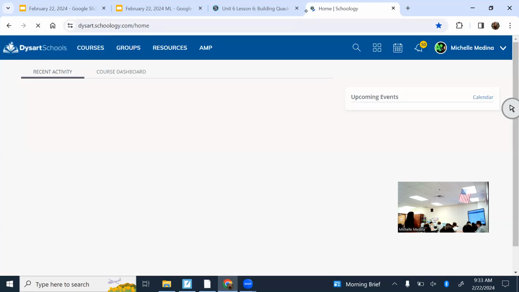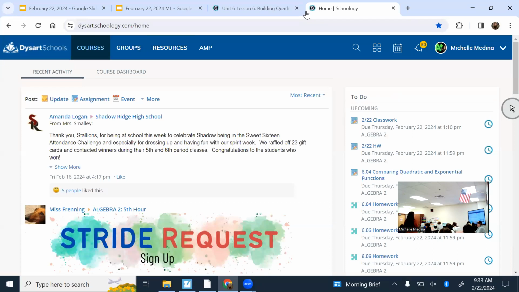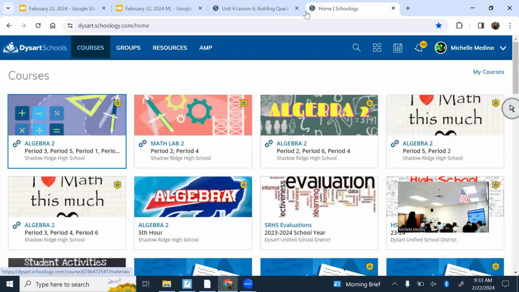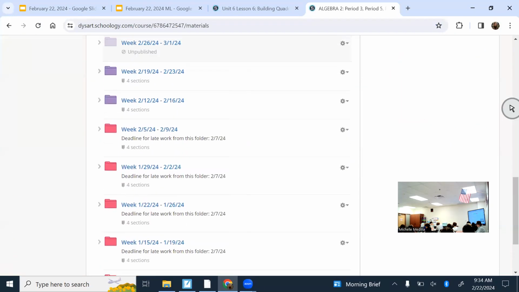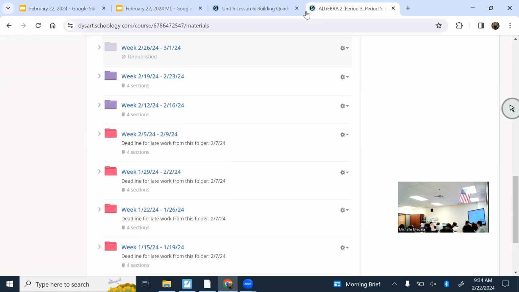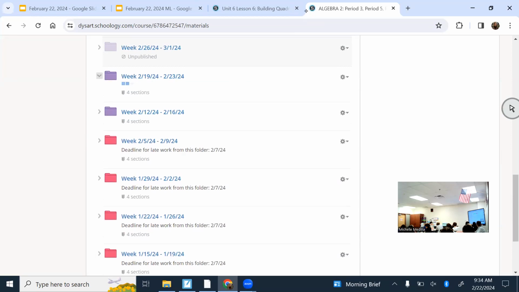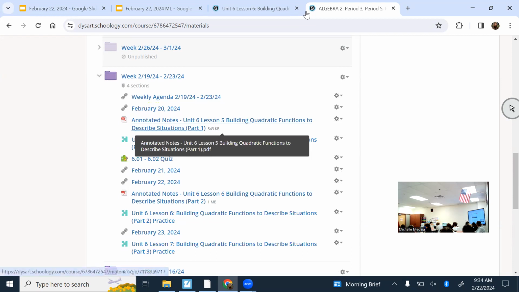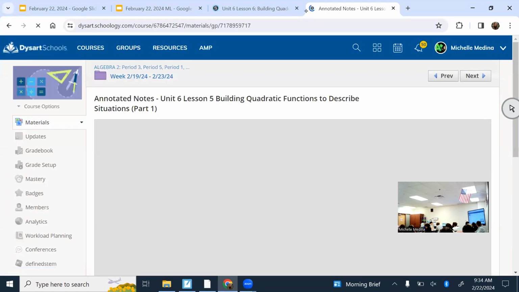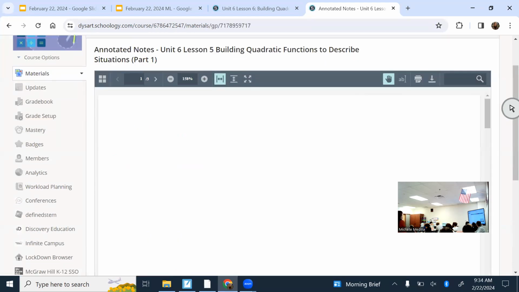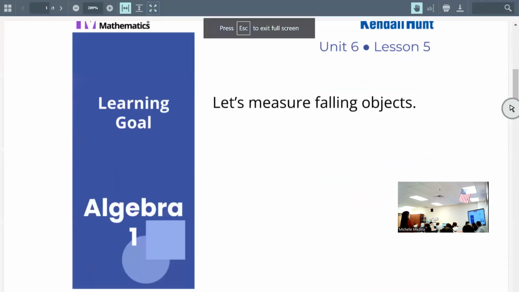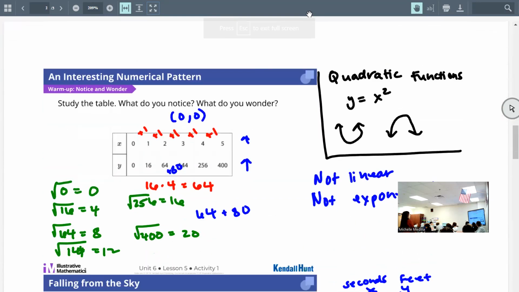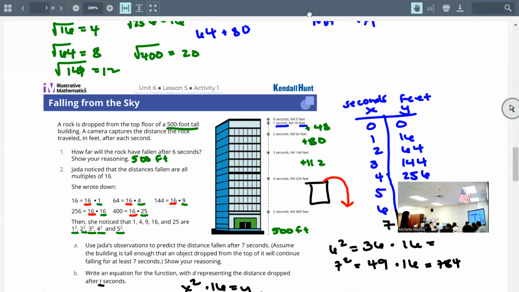But we saw that they kept squaring the number and then timesing it by 16. Why that happens is because of gravity. So when they say that there is gravity, then you should expect the negative 16 to be in there. So let me pull up the notes from Tuesday. All right, so maybe this will jog some of your memory.